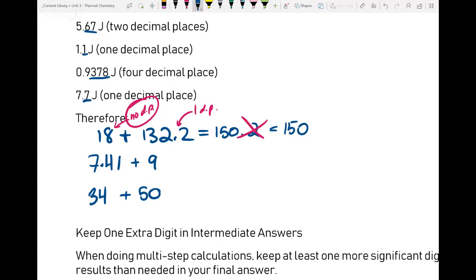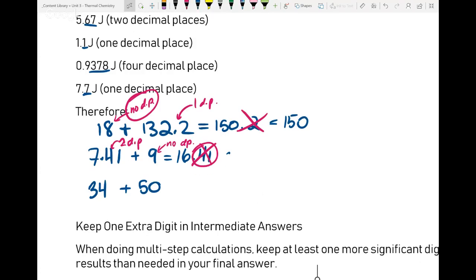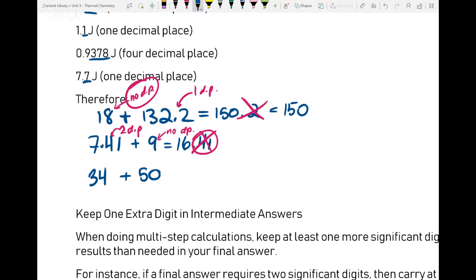In this next case, if I plug this into my calculator, it's going to say the answer is 16.41. But again, here we have 2 decimal places, but the answer has no decimal places. So the answer must have no decimal places. This again rounds down. 41 is less than half, right? 0.41 is less than halfway. So this rounds down to 16.